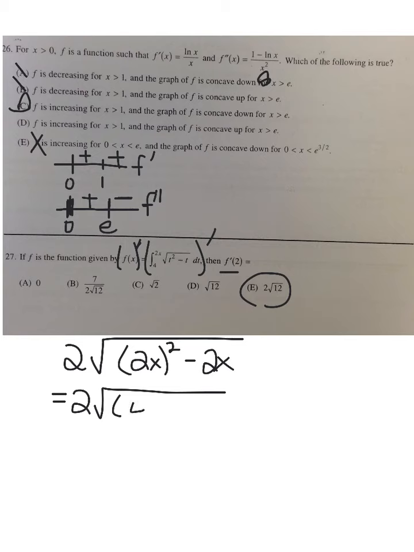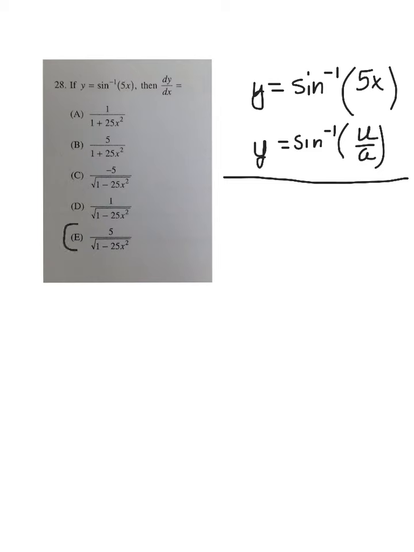So that's going to be 4 squared, which we know is 16, minus, and then again here, they want at 2, so I am going to plug in a 2 there, which would give me a 4. So underneath my radical, I have 12. There's your answer. All right, so for 28, the answer is choice E.